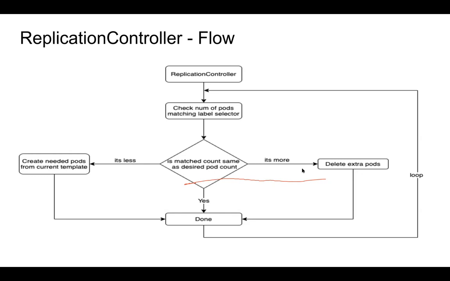Sometimes you also end up creating a pod outside the replication controller and you give it the same label which the replication controller is using, so the pod count will increase, and the replication controller will check that. Although the pod got created outside, it will check, okay, this is the pod you created which has the same label, and now the pod count is more than desired, so it will delete the extra pod and keep the count the same as desired. So that's how the replication controller works.